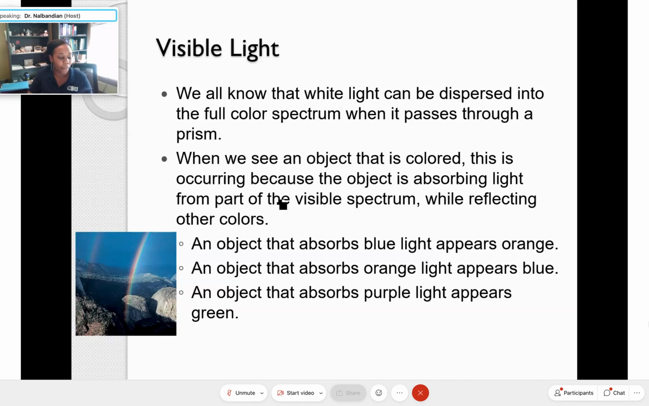14-11, we have this type of spectroscopy that we're going to look at. So again, Valerie, this might be answering your question or it might not, I'm not sure. But anyway, we know that white light is going to be a full spectrum of color after it goes through a prism, right? We get that rainbow. So when we see an object that's colored, we know that it is absorbing light and reflecting some colors toward our eyes. So if it absorbs blue light, it appears orange. If it absorbs orange, it appears blue. Absorbs purple, appears green. You know about that already, I'm assuming.